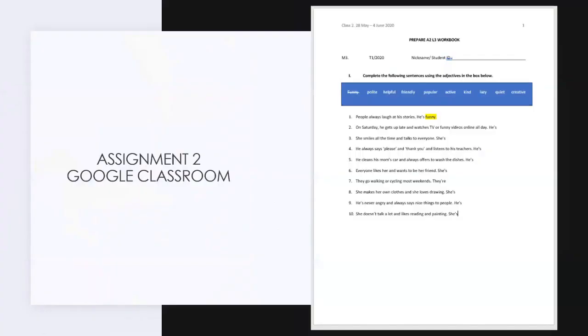Now, for your Google Classroom assignment, only 10 sentences, of which I gave you the answer to number 1. My gosh, this is what it looks like. I attached it as part of the class. I want you to complete the following sentences using the adjectives in the box, okay? So the adjectives are funny, polite, helpful, friendly, popular, active, kind, lazy, quiet, creative.